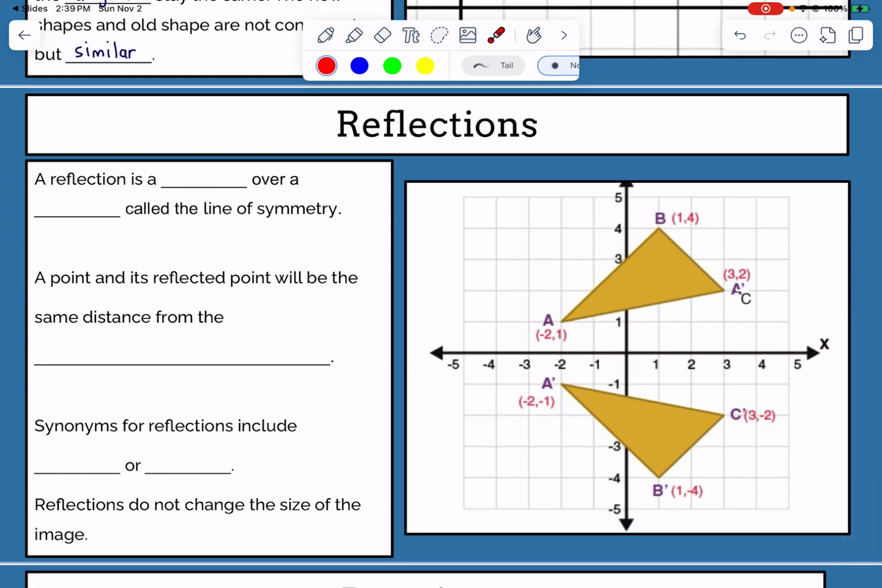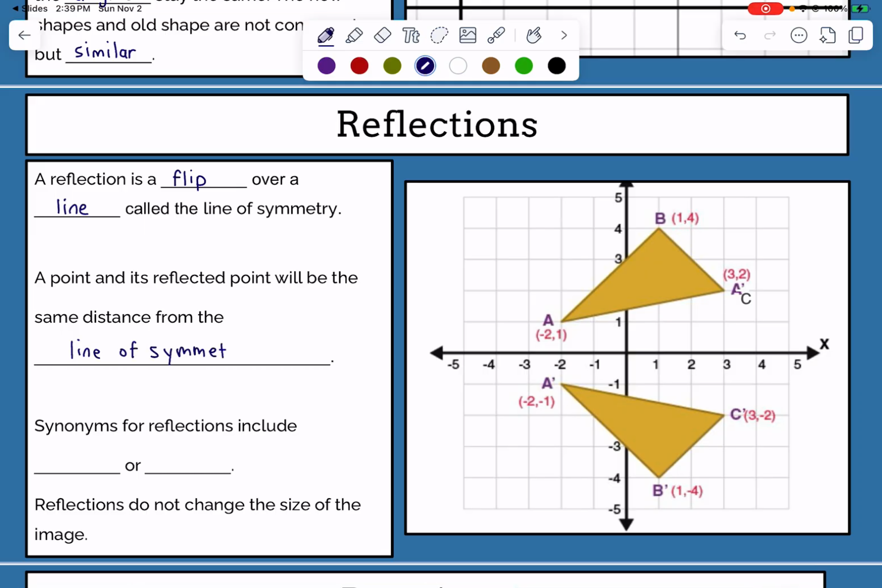Okay, we are gonna look into reflections. So a reflection is a flip over a line called the line of symmetry. A point and its reflected point will be the same distance from the line of symmetry.